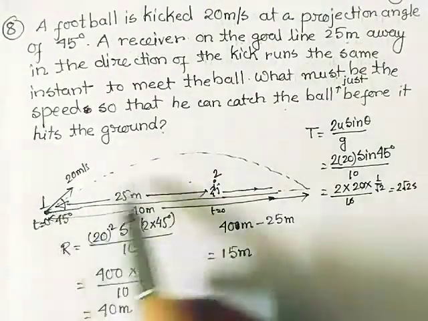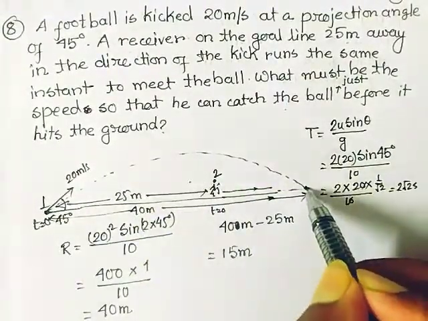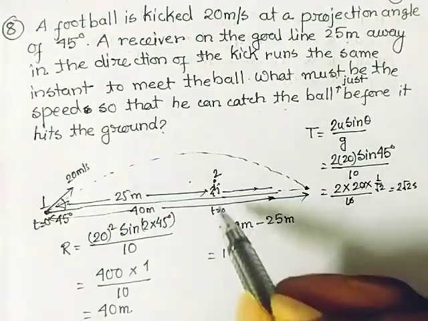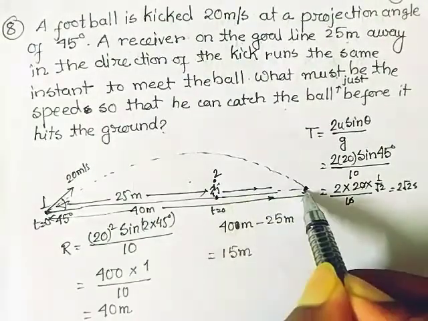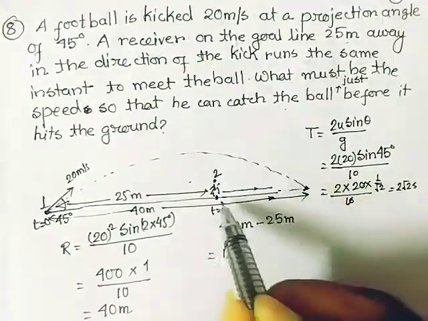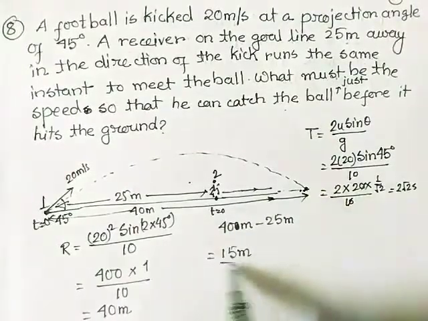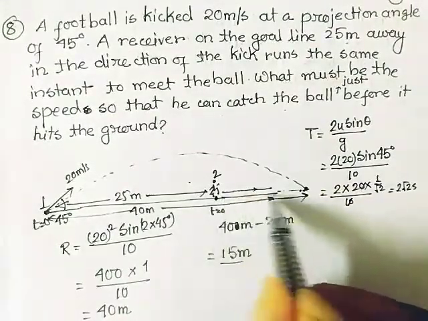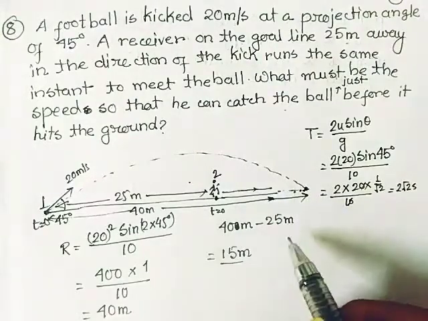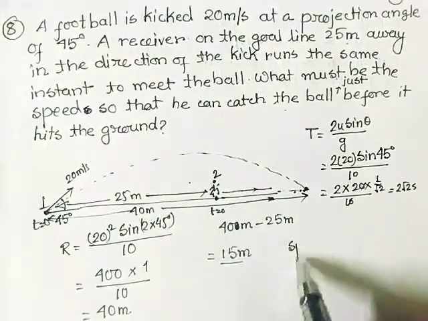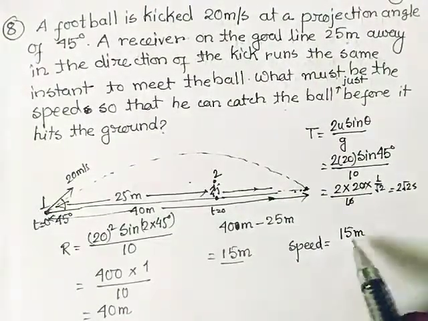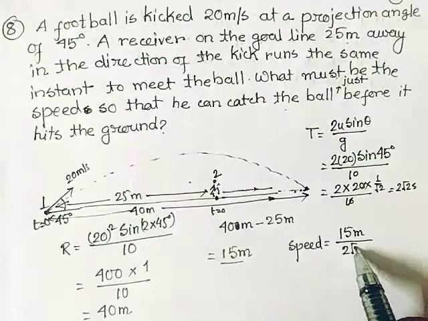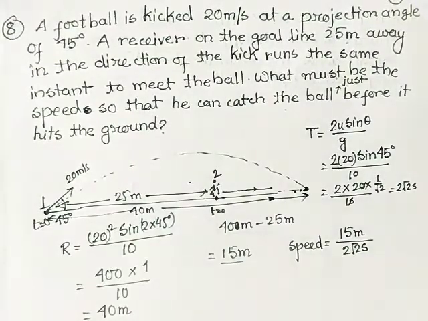So after 2 root 2 seconds, the football will be here. And the player has to reach from here to here within these 2 root 2 seconds. Within this time, what distance does he have to cover? 15 meters. So what is his speed? He has to cover 15 meters within 2 root 2 seconds.